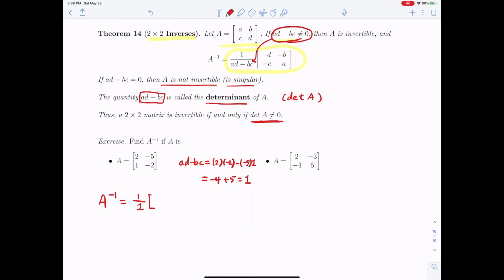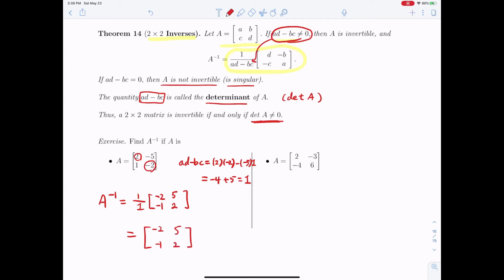So you switch the diagonal entries, and you put minus signs on the off-diagonal entries. So you get 5 and negative 1 over here. So the inverse matrix should be negative 2, 5, and negative 1 and 2.